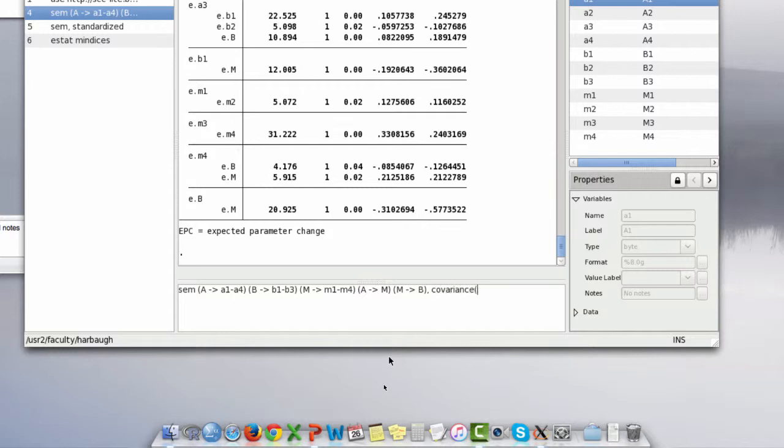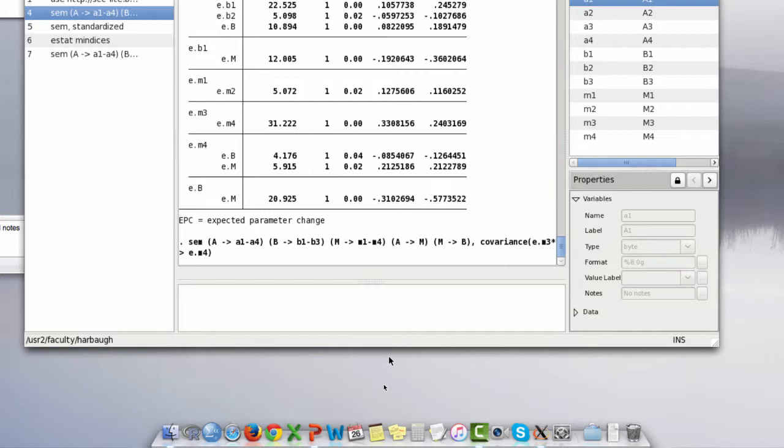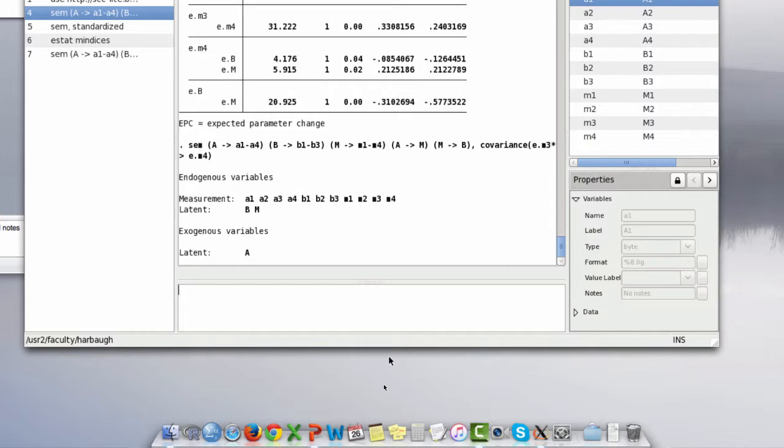Covariance E dot M3 star E dot M4. I think it's covariance. It might be covariances, but I think it should run anyways. All right, so let me leave that there. Fingers crossed. Yep, that ran.